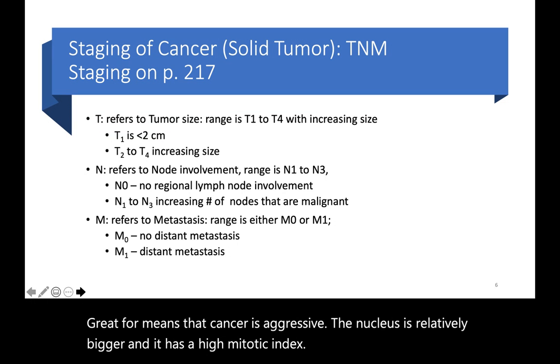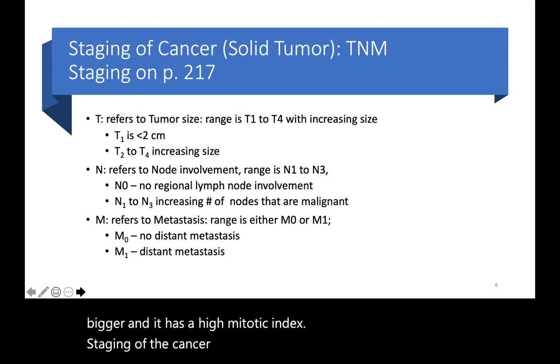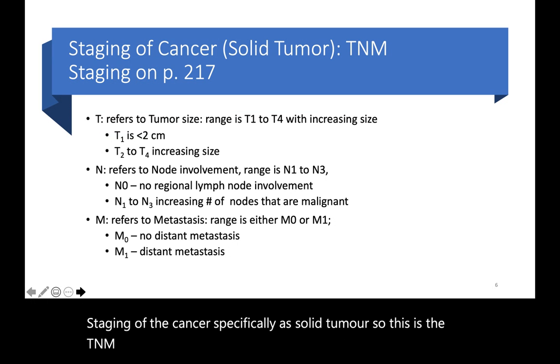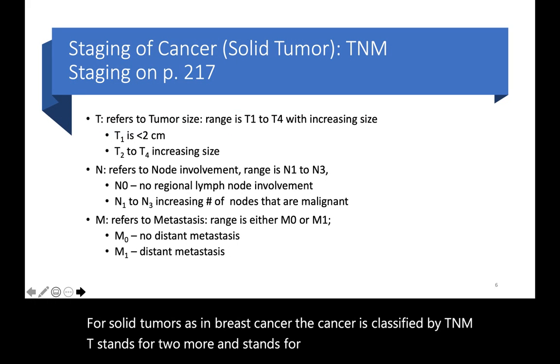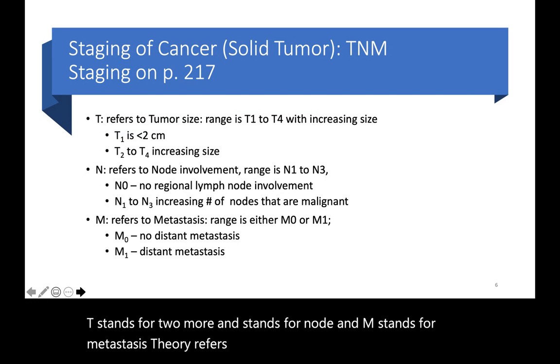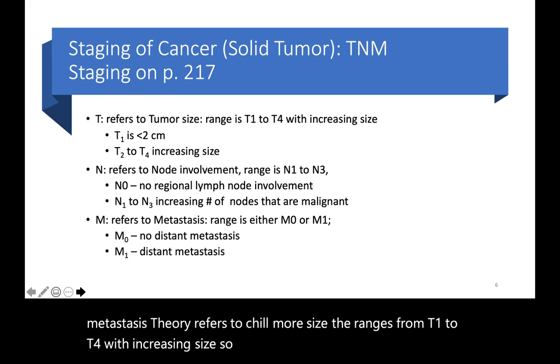Staging of the cancer, specifically a solid tumor. So this is the TNM system. For solid tumors, as in breast cancer, the cancer is classified by TNM. T stands for tumor, N stands for node, and M stands for metastasis. T refers to tumor size. The range is from T1 to T4 with increasing size. So for example, T1 is less than 2 centimeters.